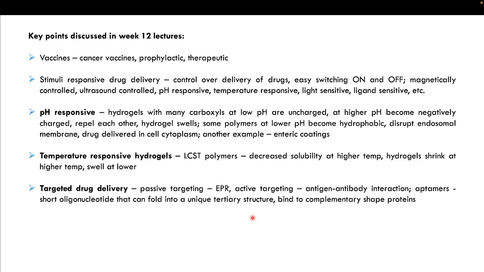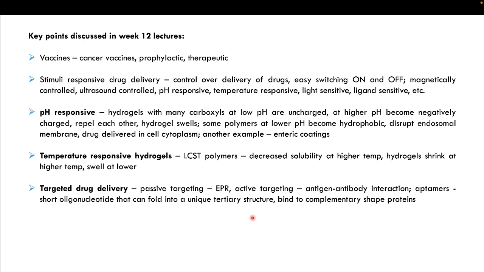On the other hand, we have something known as active targeting. Here we are going to modify your drug delivery system in such a way that it will go and target a particular organ or a particular tissue. Now what can you use for this targeting? You can use antigen-antibody interactions. For example, let's say there is this tumor in the body, and I know what kind of tumor it is, what kind of cancer cells are there in this tumor.